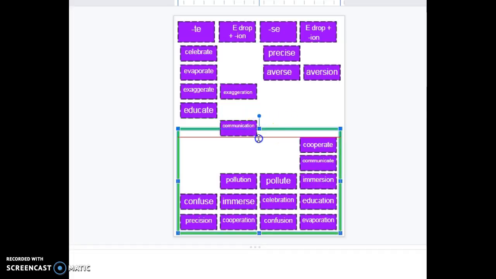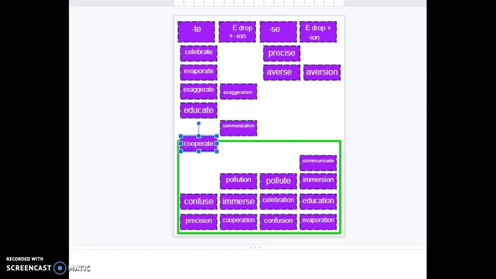Okay, let's take a look at cooperate. I see cooperate has a TE ending, so I'm going to put that over here. I'm going to drop this window down a little bit so we have some more room. We have a lot of words this week. Okay, I see communicate ends in TE, and that's a buddy word to communication. So I notice that I have to drop that E to add ION.